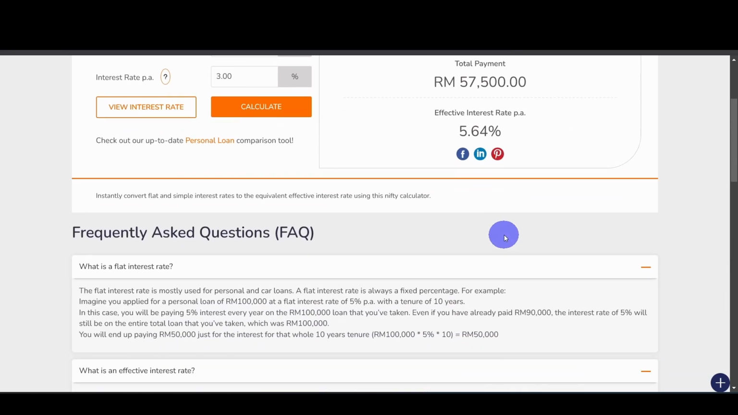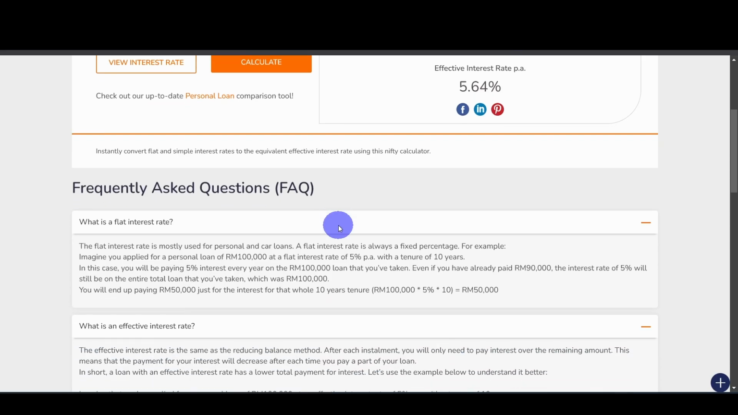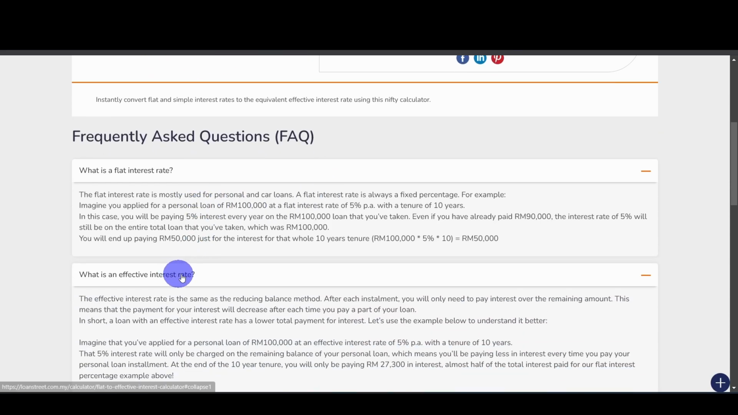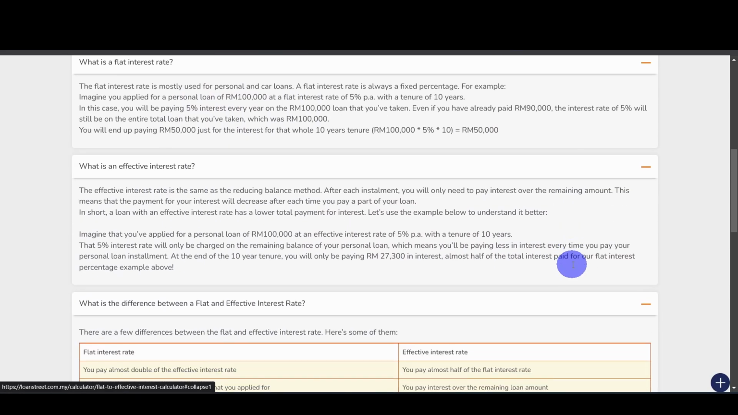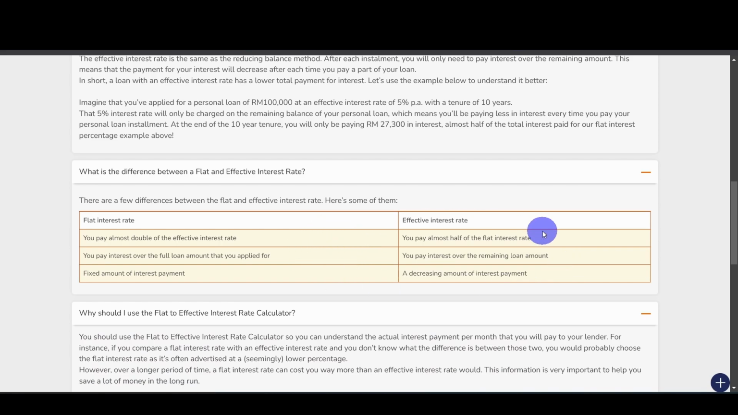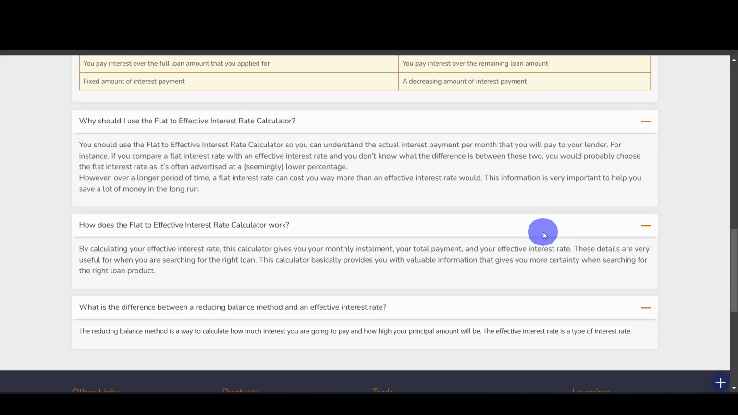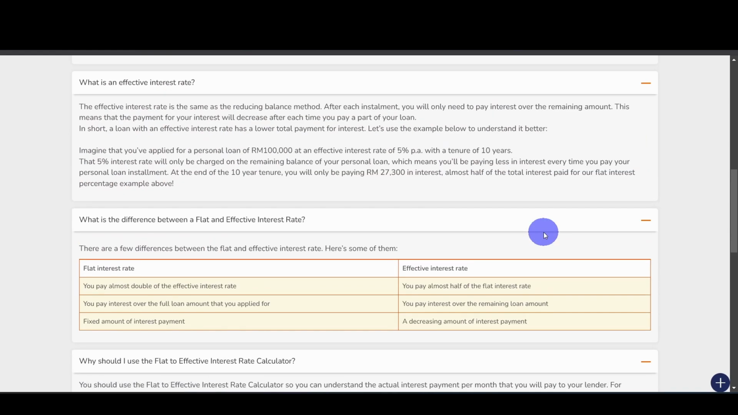And down there is a lot of info for you guys to read through about what is flat interest rate, what is effective interest rate, so you guys can see the example to understand the difference as well. And then you guys can have a better understanding of how to compare loans and investments.